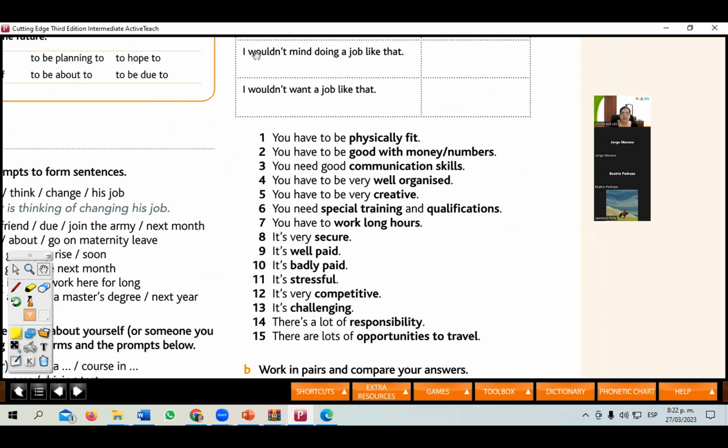So the first one, let's start reading Beatriz, number 1. You have to be physically fit. Yes, you have to be physically fit. Do you understand this sentence? Yes, like physically in shape, teacher. Mhm, fit. Very good. The second one, Diego, can you please read it?